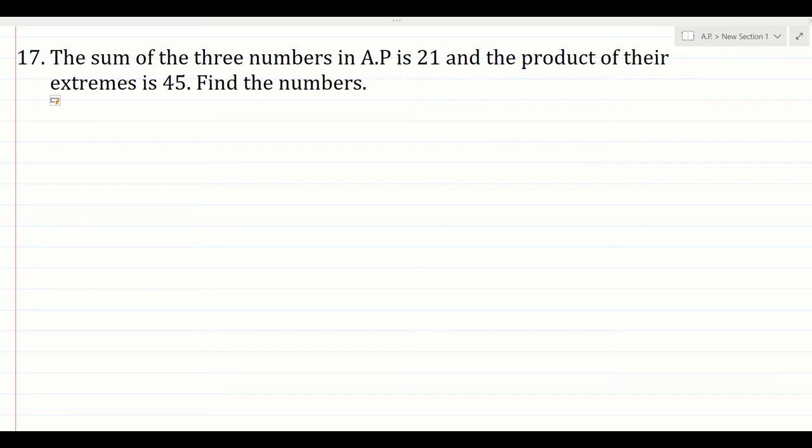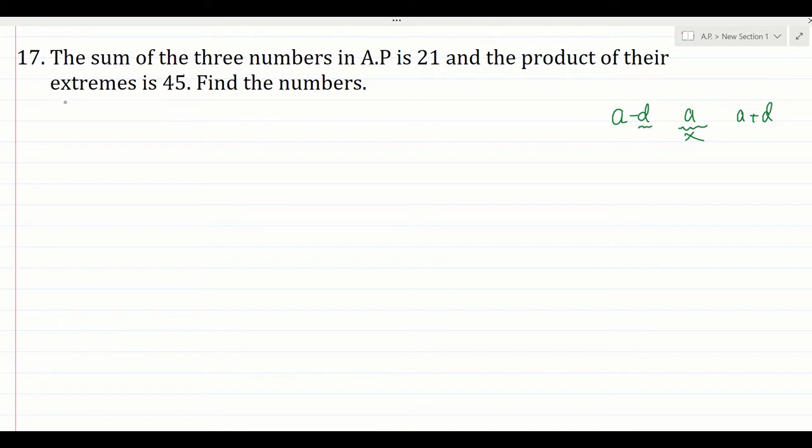Question number 17. The sum of three numbers in AP is 21 and the product of their extremes is 45. Find the numbers. So as said, whenever three numbers in AP are given, we generally suppose them as A minus D, A and A plus D, where A is not the first term. Please keep in mind, but D represents the common difference.